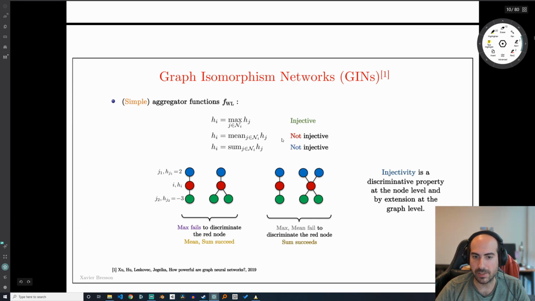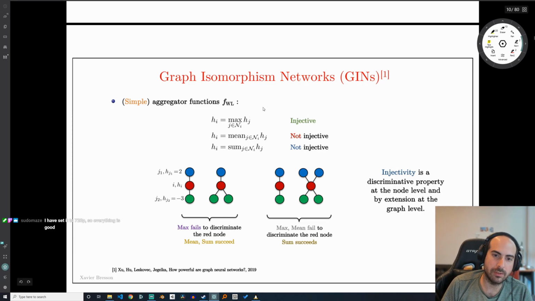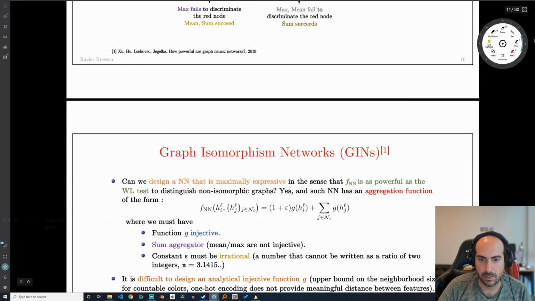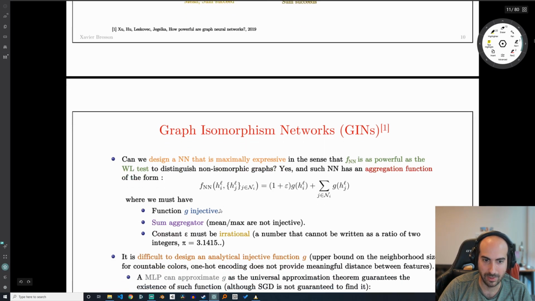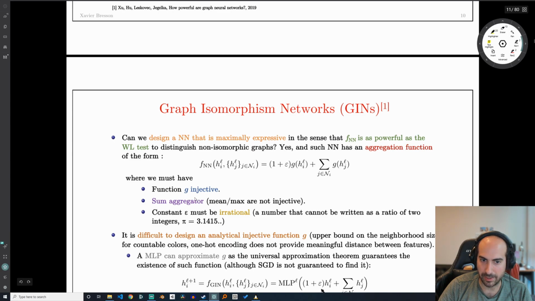So this is interesting. Let's say you're trying to aggregate a bunch of inputs. If you do the max operation, you can figure out which element was the max, right? But if you do a sum or a mean, then that doesn't discriminate a single node. Okay, and so then they're saying, can we create a neural network such that it takes the current node and then all of the nodes in the neighborhood? The sum aggregator, mean and max are not injective, where it must have.